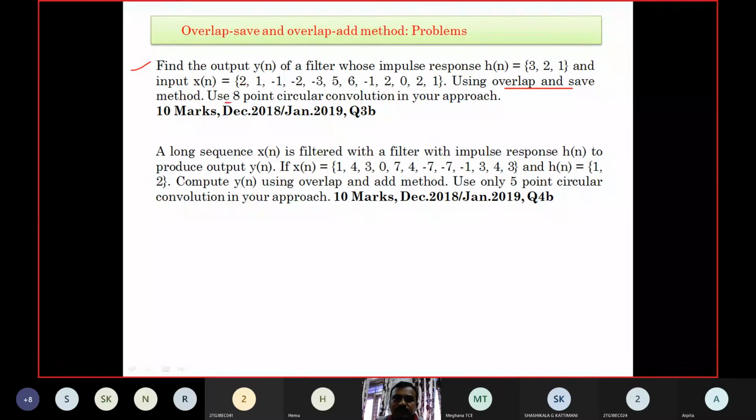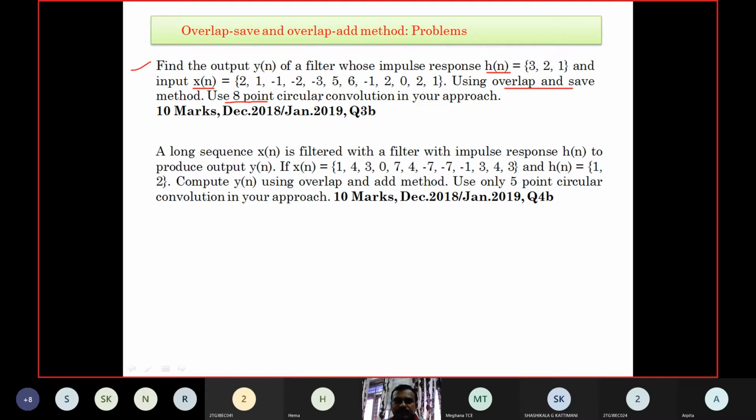For each block they are going to mention the size. The size of each block is 8 points, that is n value. So N is equal to L plus M minus 1, where M is the length of h of n. We need to calculate L so that we can create each block of x of n. So we have solved this one by using the overlap and save method.